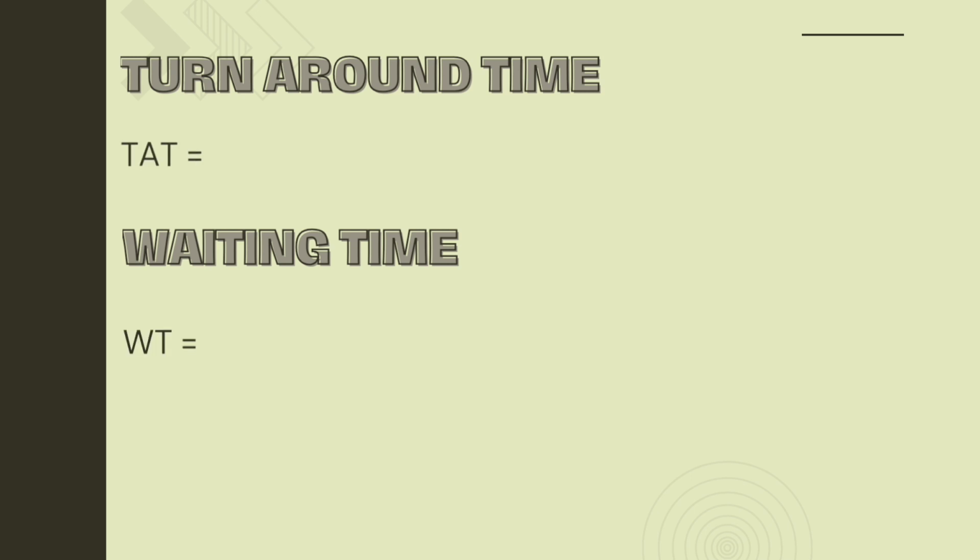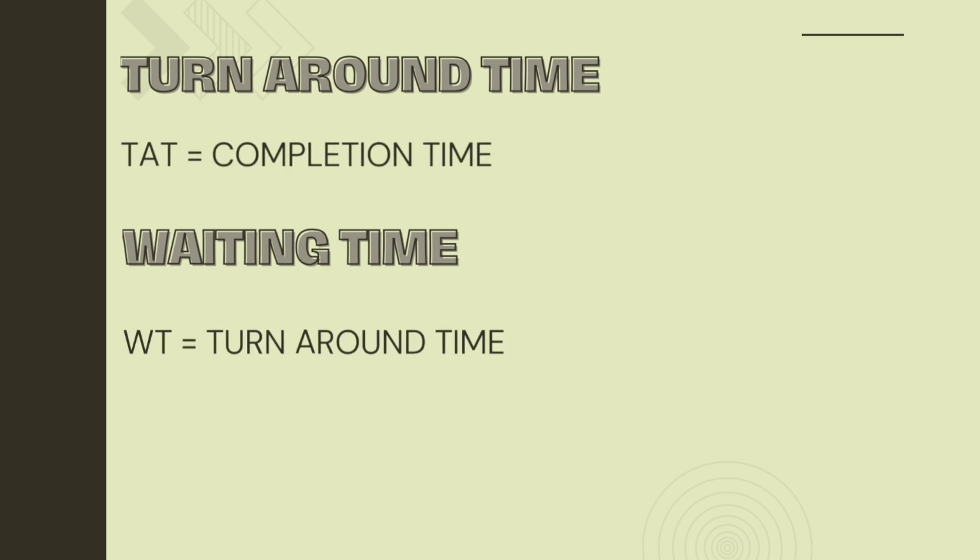This is the formula for turnaround time. We need to get the completion time of one process, and after that, we will subtract it from the arrival time of the process. The formula for waiting time. We need to get the calculated turnaround time, and after that, we will subtract it from the burst time of the process.